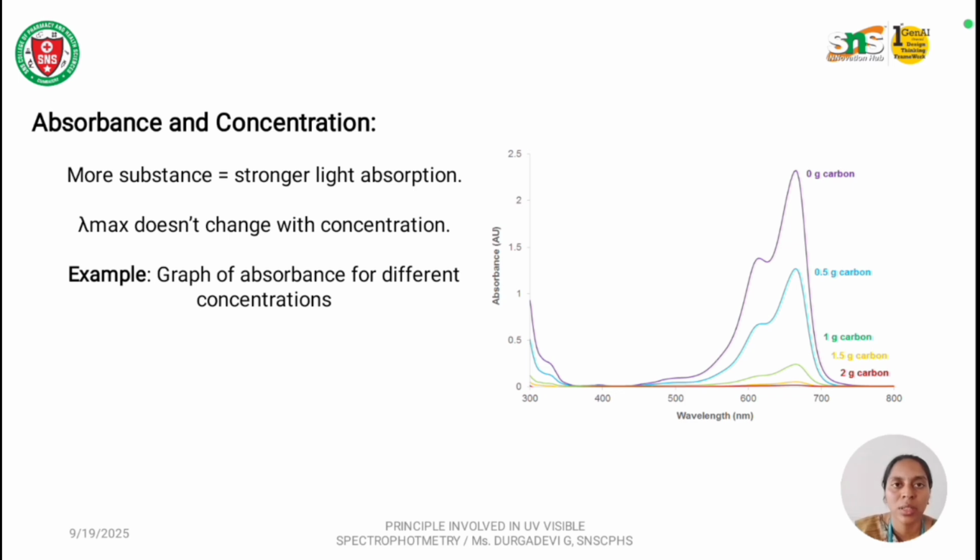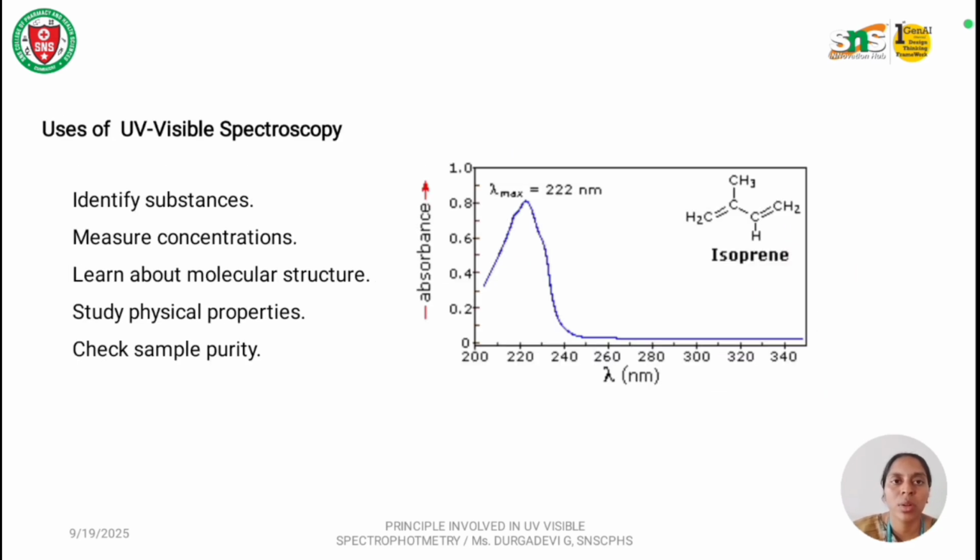Absorbance and concentration. If there is more substance, there will be stronger light absorbance. You can see it in the graph. This graph consists of a spectrum of absorbance versus wavelength, and in that we are seeing the carbon at different concentrations. In all the different concentrations, the highest point is the same, that is the lambda max is similar, only the absorbance varies. The carbon with the highest concentration will have more absorbance. The lambda max does not change with concentration. Example graph of absorbance for different concentrations.